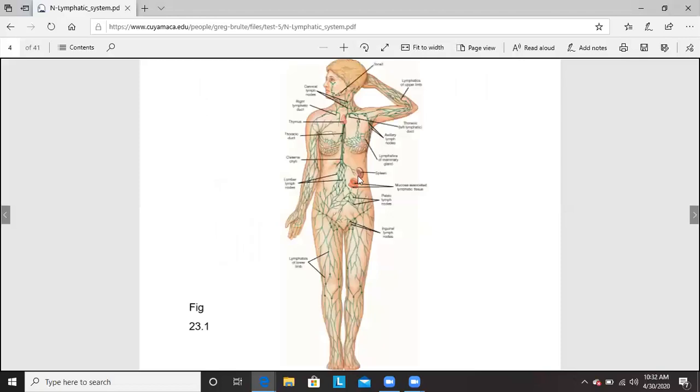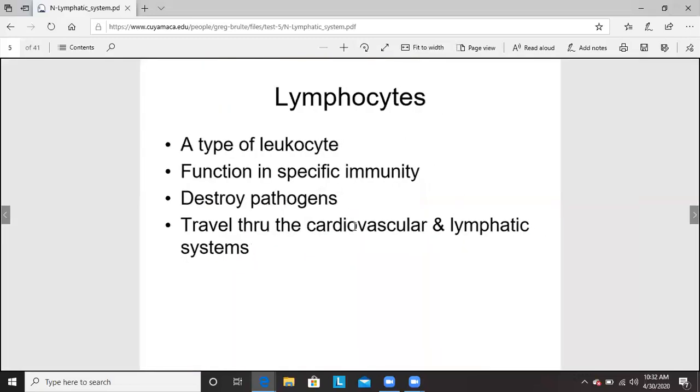Okay, so I have this laminate with no words on it. Make sure you can pick out the spleen, the thymus, and lymph nodes. Like these would be axillary lymph nodes. These would be cervical. These would be inguinal. Those are generally the only ones I point at. These are just lymphatic vessels. We'll learn about this little structure later, the cisterna chyli, just an expanded area at the bottom of a big lymphatic vessel.